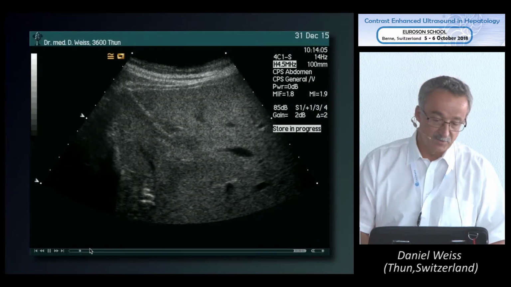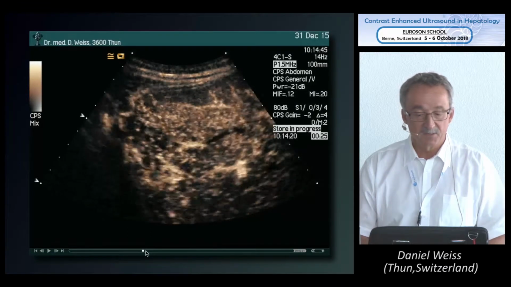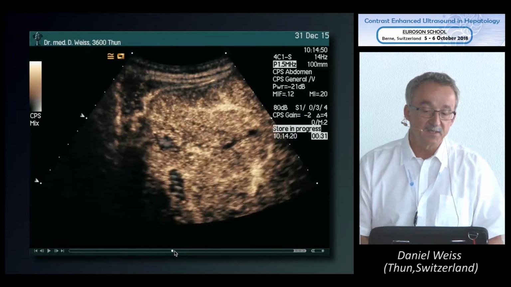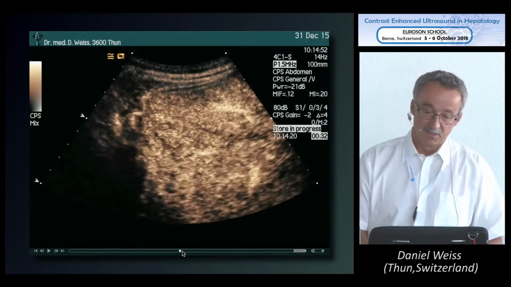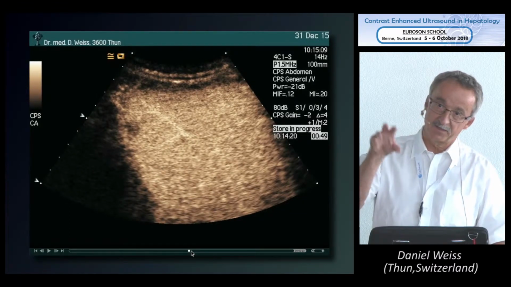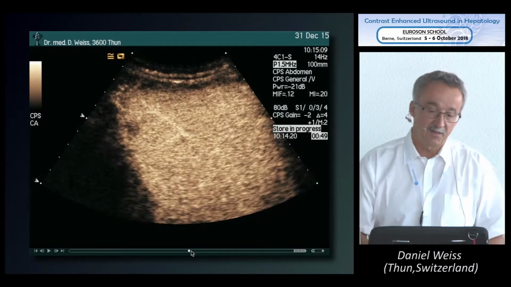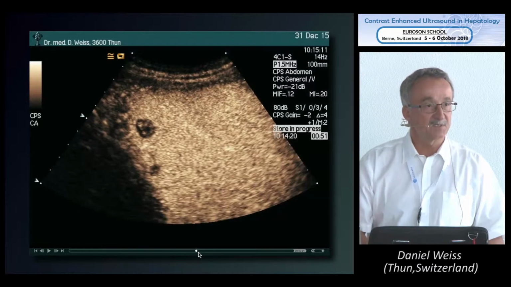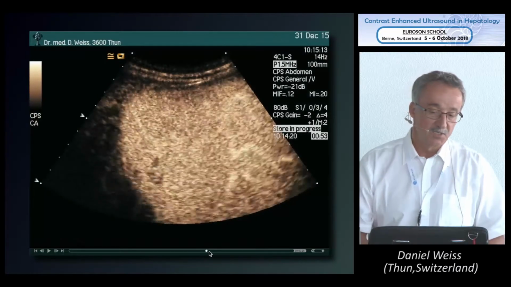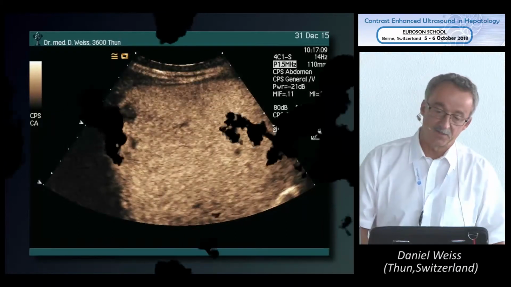And of course, you can look at what happens, but even if you have some enhancement, this does not mean that there is something remaining. Sometimes you have a scarring, and where you have a scar, you have a dense arterial vessel system, so it may give you an enhancement. In this case, you see just remaining calcifications and a scar.